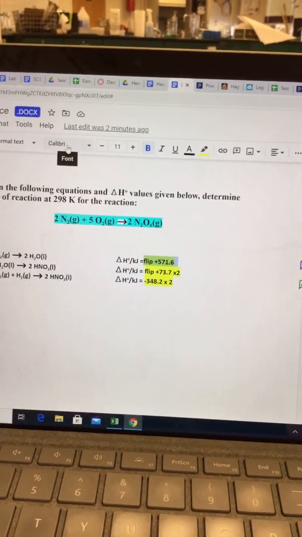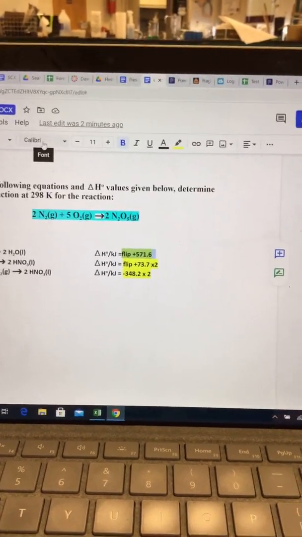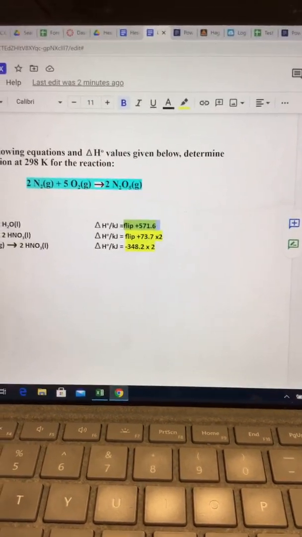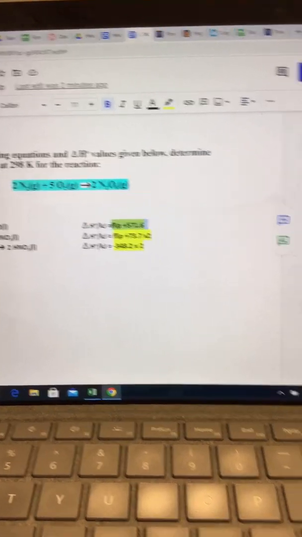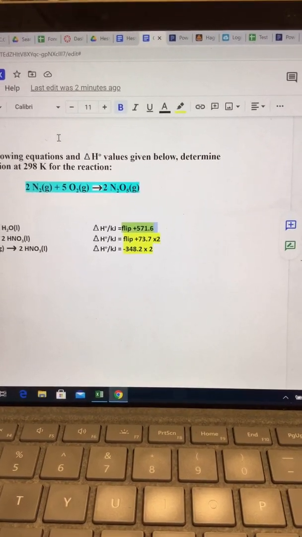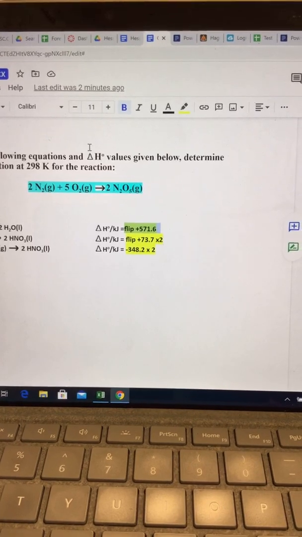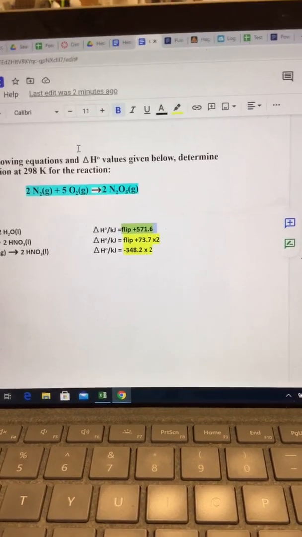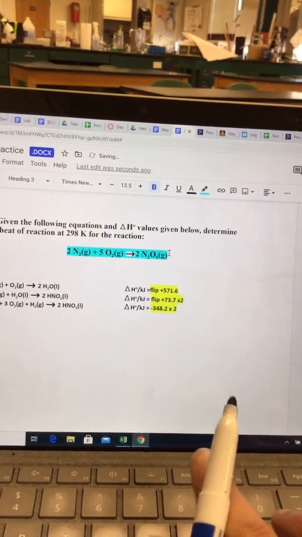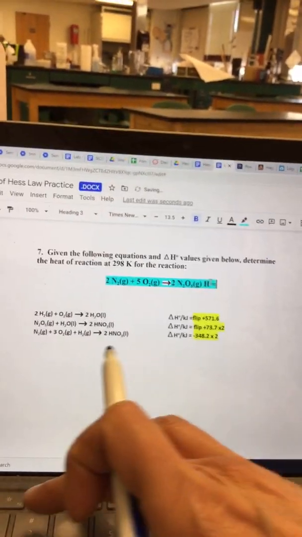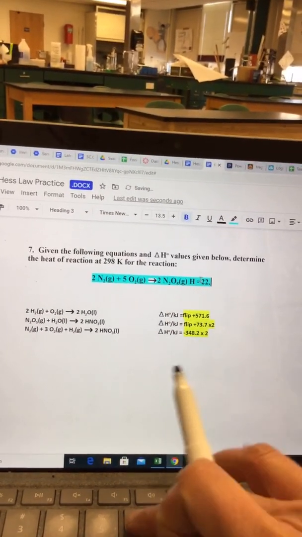So everything that I did right here on my heat values, I'm going to do the sum total of now. So in your calculator, tally up the overall enthalpy value. You will take a positive 571.6. You're going to add to it the total of 73.7 times 2. And then you're going to add to it a negative 348.2 times 2. And your overall enthalpy value, which we'll just abbreviate as capital H, should equal 22.6.